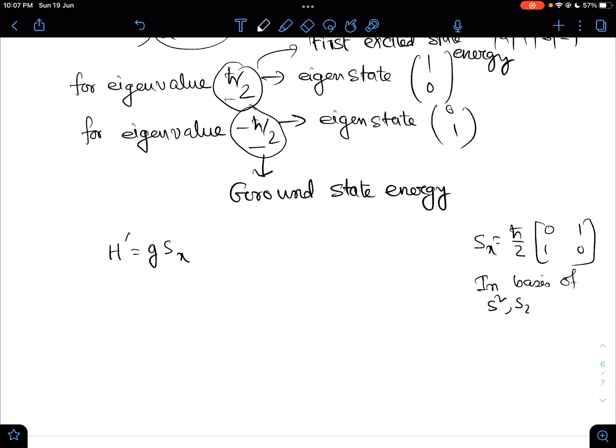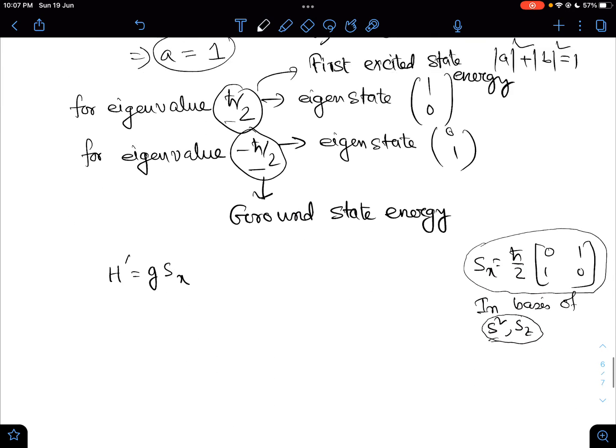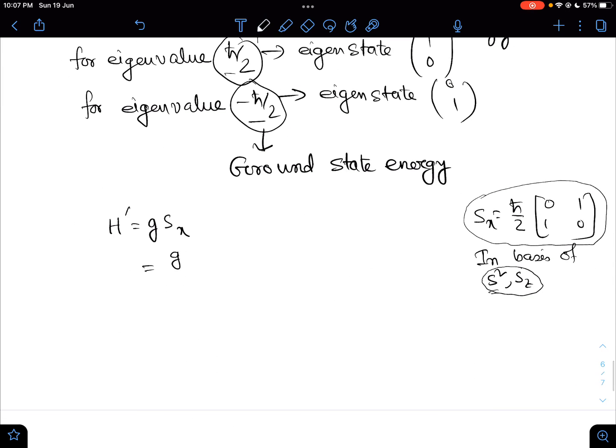S square and Sz. We know that Sx, Sy and Sz cannot be simultaneously diagonalized. So we can simultaneously diagonalize one of them with S square. That is where, if we consider this to be our basis, then in this basis Sx will have this type of form. So this is our perturbative Hamiltonian. So we will get G h cut by 2 times 0 1 1 0. So this is our perturbative Hamiltonian.